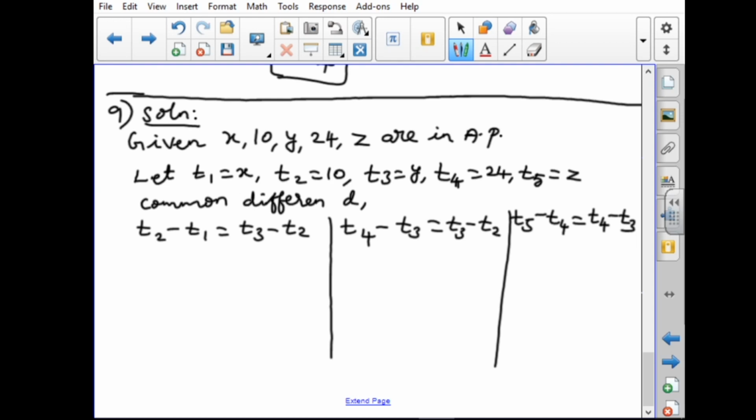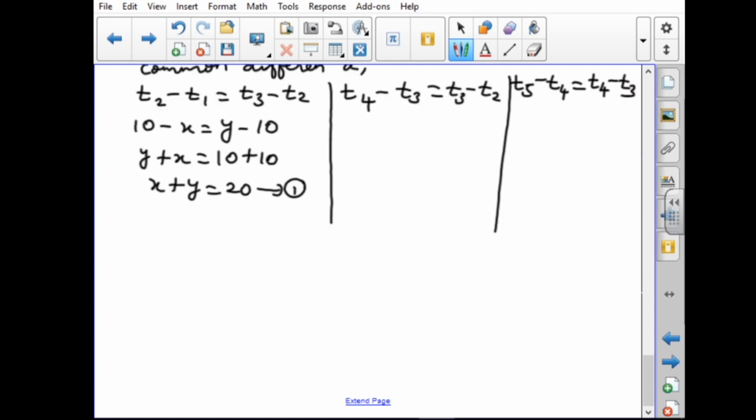Okay, how to substitute the values here. T2 is what here? 10. So 10 minus T1, which is x, equal to T3, which is y, minus 10. x will be getting negative, so you have to bring it to that side, which means y plus x equal to 10 plus 10. So, x plus y equal to 20. Keep this as equation 1.